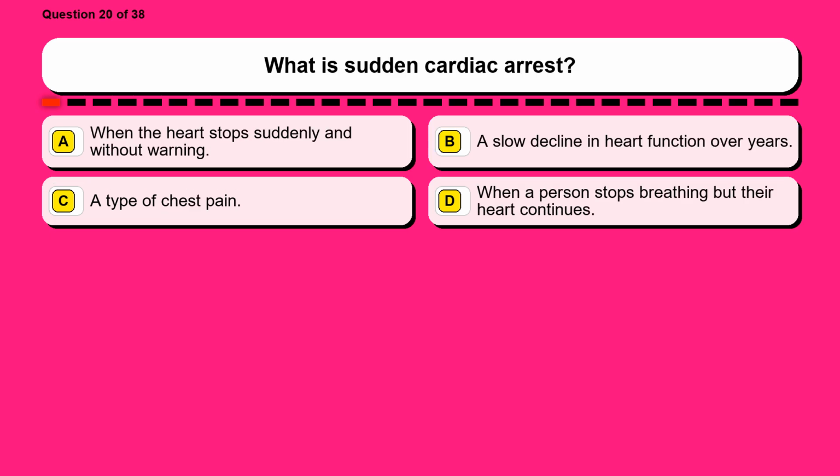Question 20. What is sudden cardiac arrest? Option A. When the heart stops suddenly and without warning. Option B. A slow decline in heart function over years. Option C. A type of chest pain. Option D. When a person stops breathing but their heart continues.